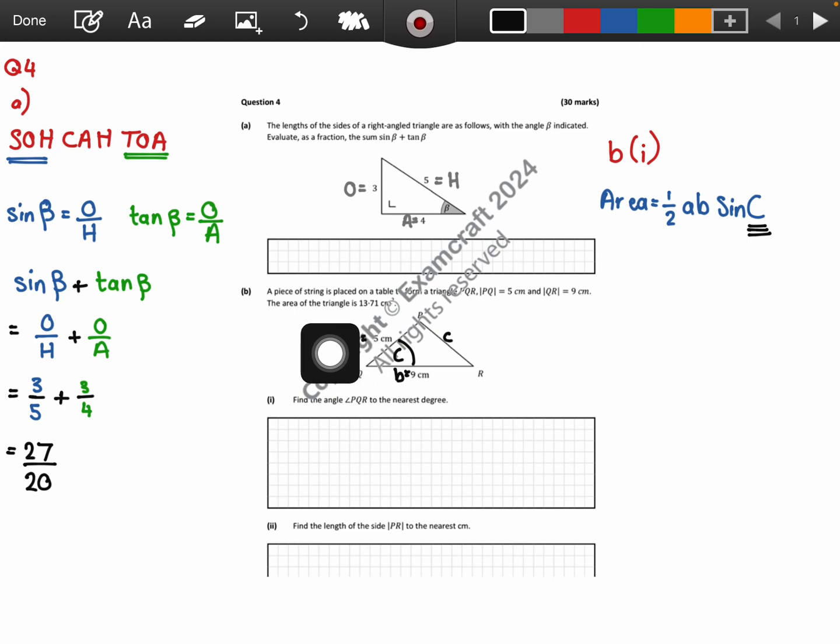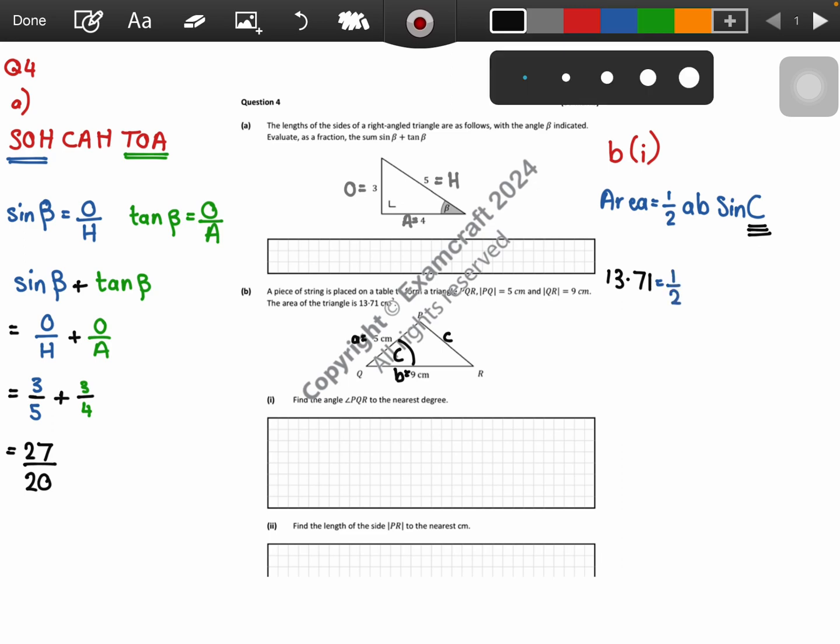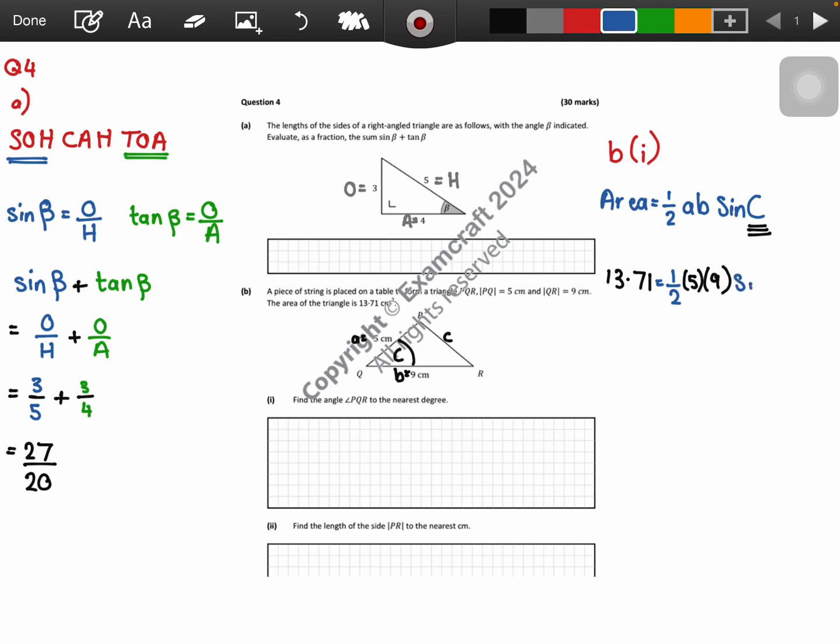So they told us that the area of the triangle is 13.71 centimeters squared. So 13.71, and that was equal to a half times A times B. So A there is 5 centimeters, B is 9 centimeters times sine C. So we need to get C on a side by itself. Before I try and move things across, I'm just going to simplify both sides, just so that it makes it easier to rearrange.